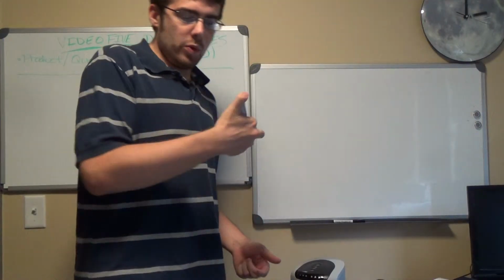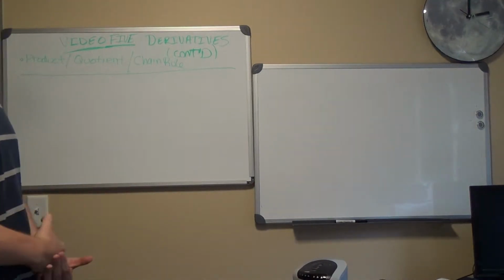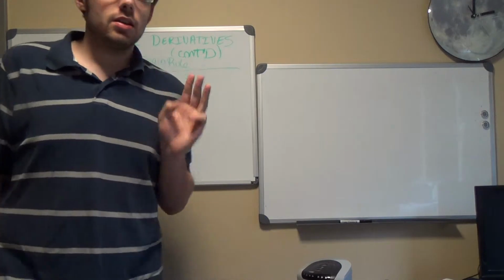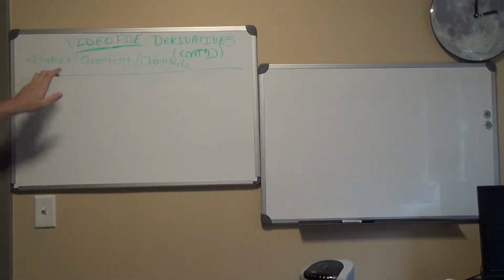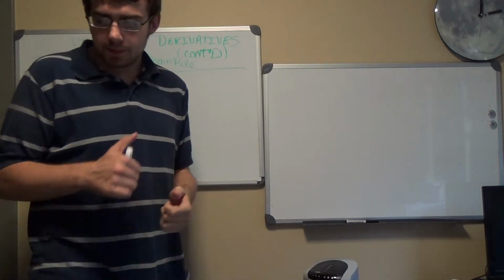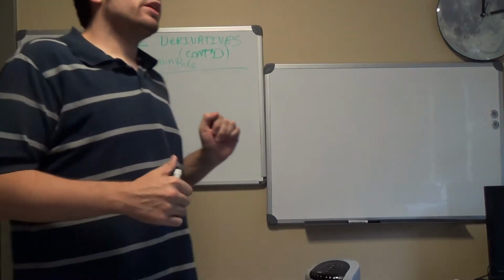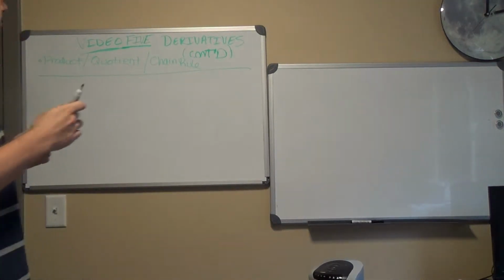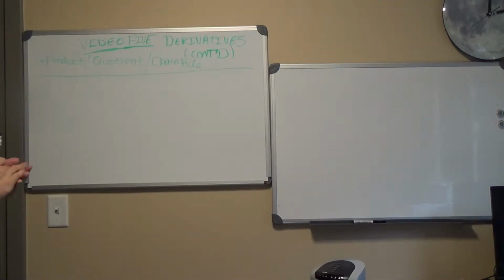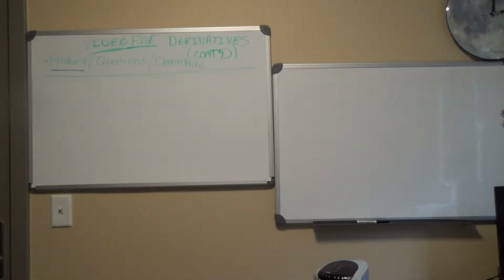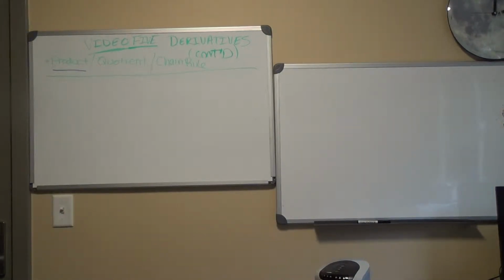In this video we are going to be discussing three important rules in differentiation: the product rule, the quotient rule, and the chain rule. We are going to be deriving them using the equation for instantaneous rate of change. The first rule that we're going to be discussing is the product rule.